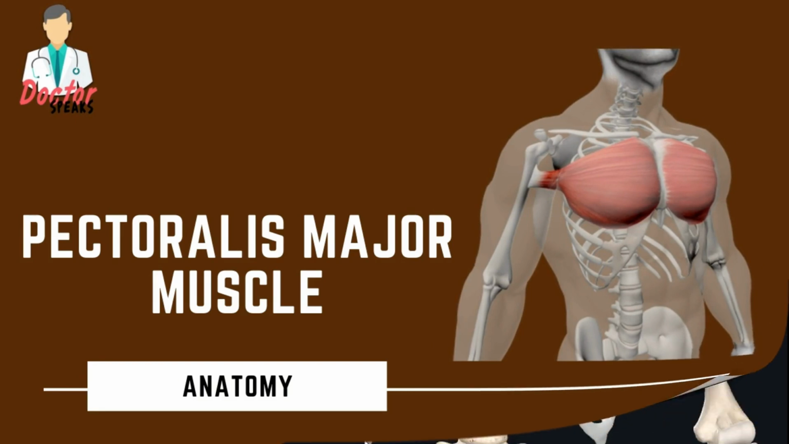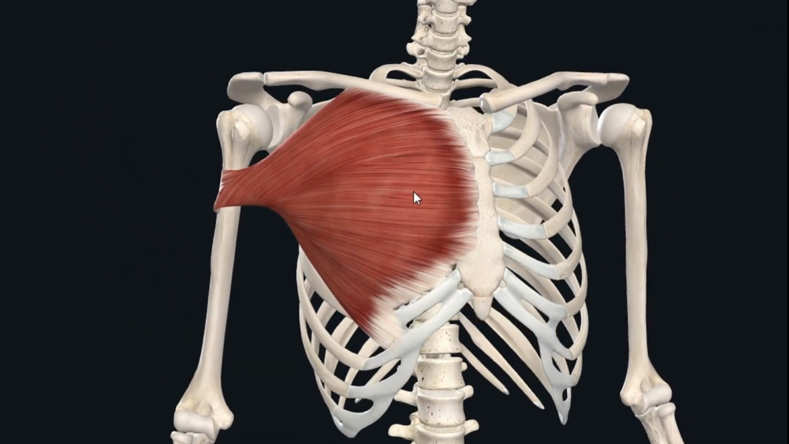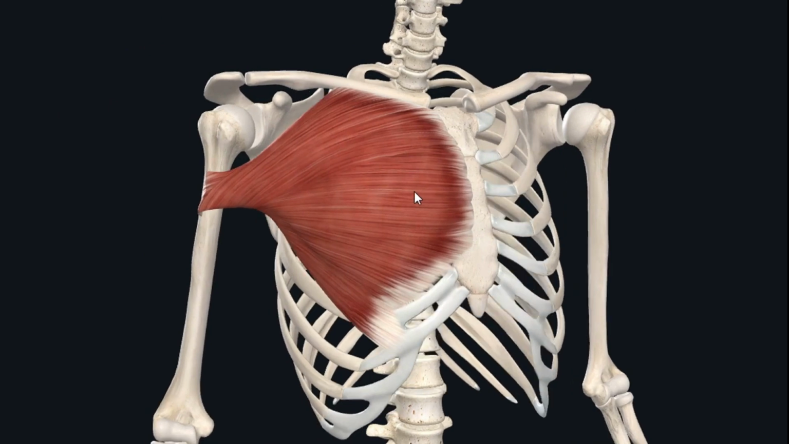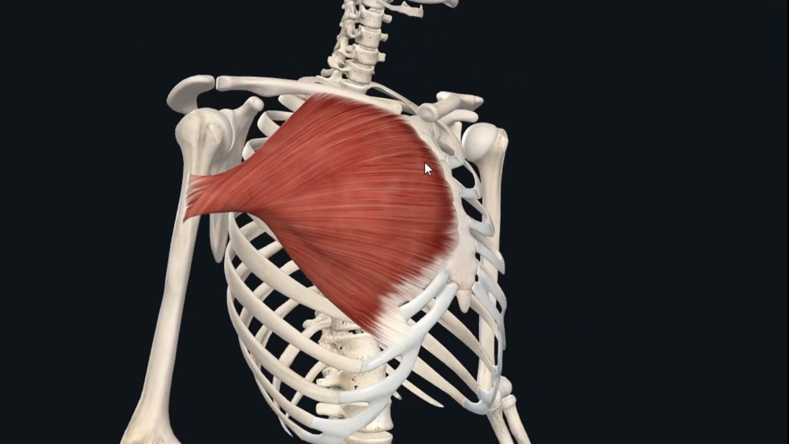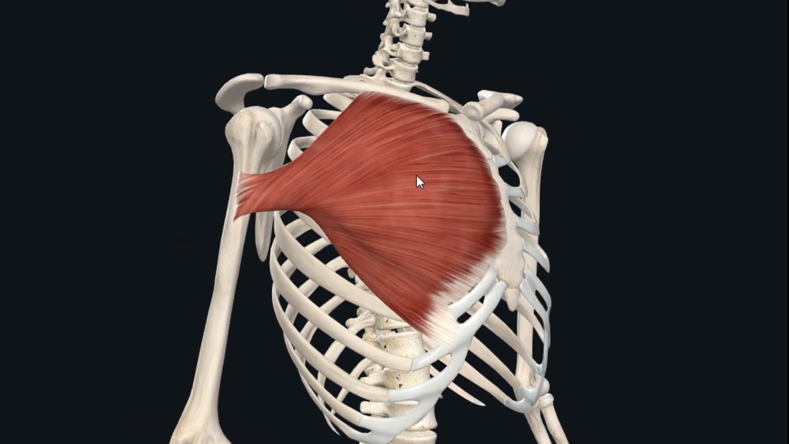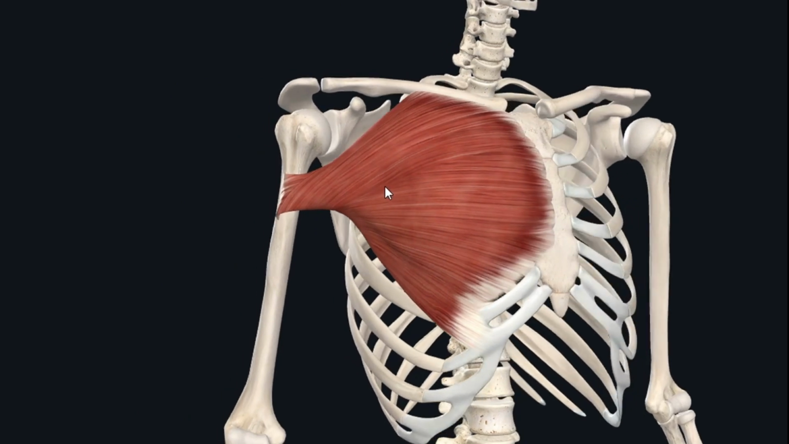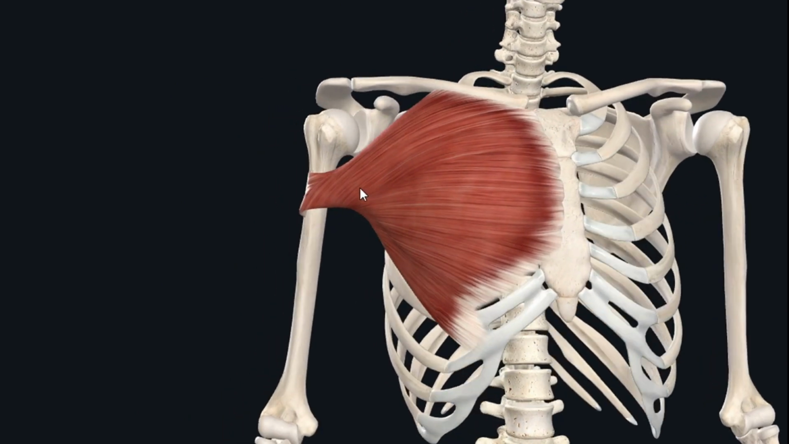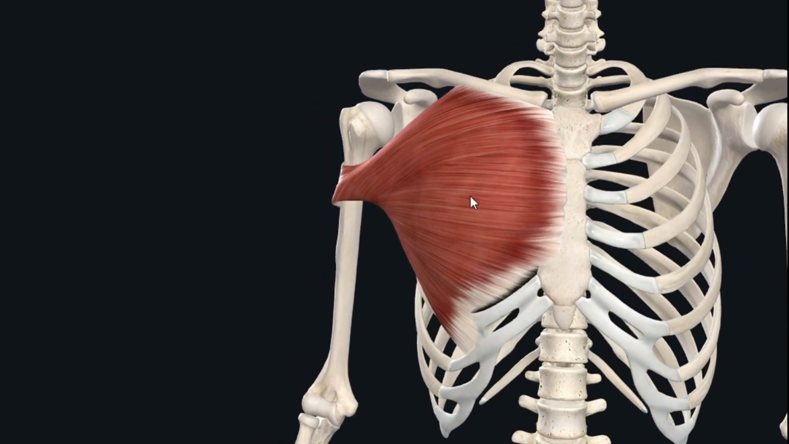Today we are going to study an important muscle of the pectoral region, the pectoralis major muscle. The pectoralis major muscle is this thick, fan-shaped muscle over the chest, and it forms the bulk of the chest wall, as you can see.